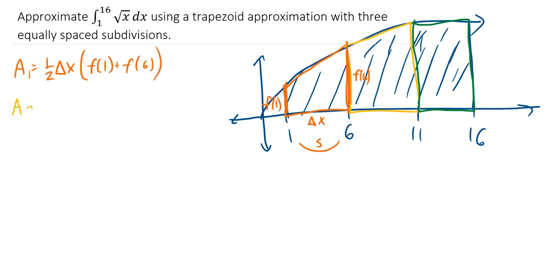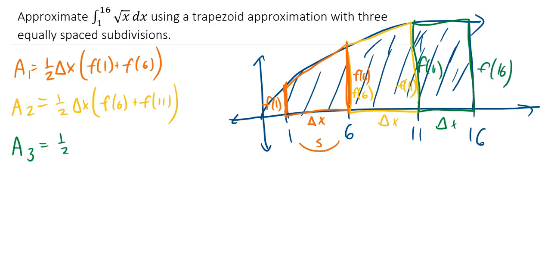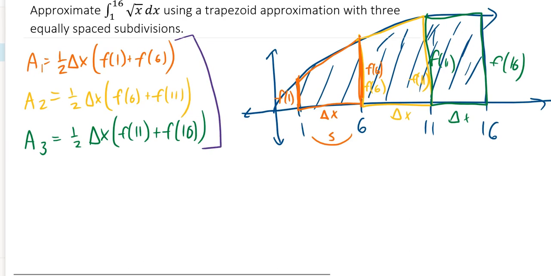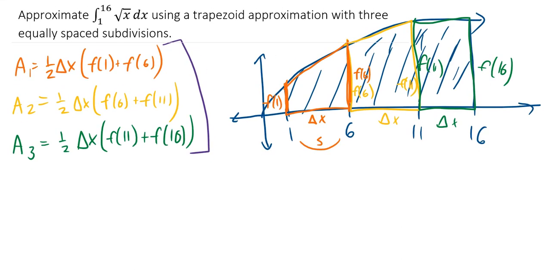The area of my second trapezoid is going to be 1/2 delta x times f of 6 plus f of 11. The area of my third trapezoid will be 1/2 delta x times f of 11 plus f of 16. If I add up all 3 of these trapezoids, it'll give me a good approximation of this definite integral.